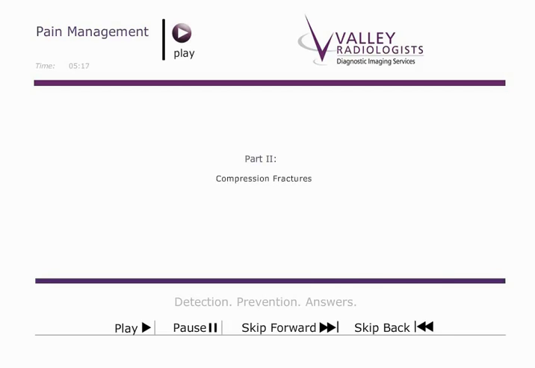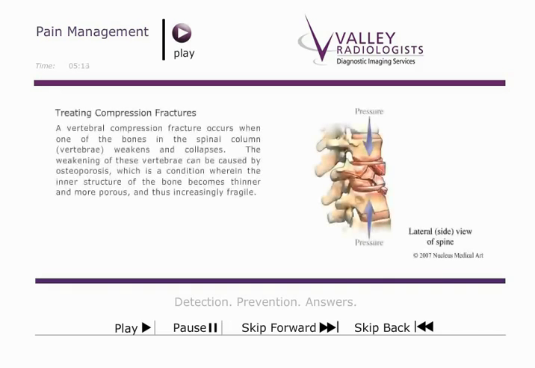Part 2. Compression fractures. Treating compression fractures. A vertebral compression fracture occurs when one of the bones in the spinal column, the vertebrae, weakens and collapses. The weakening of these vertebrae can be caused by osteoporosis, which is a condition wherein the inner structure of the bone becomes thinner and more porous, and thus increasingly fragile.